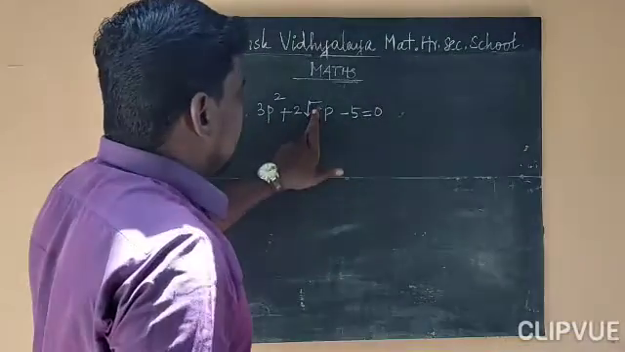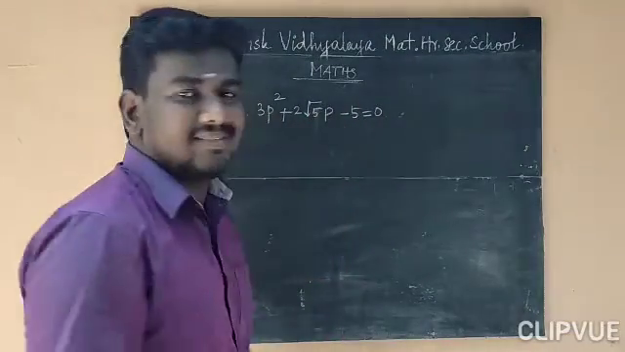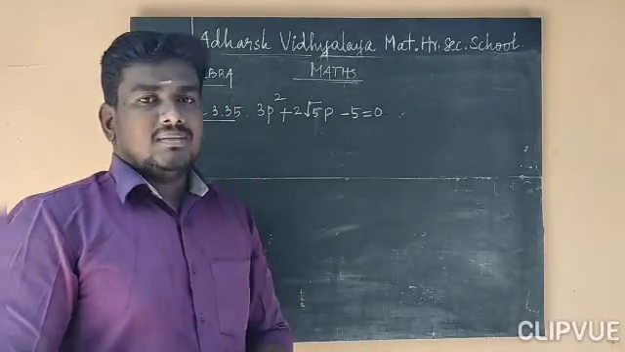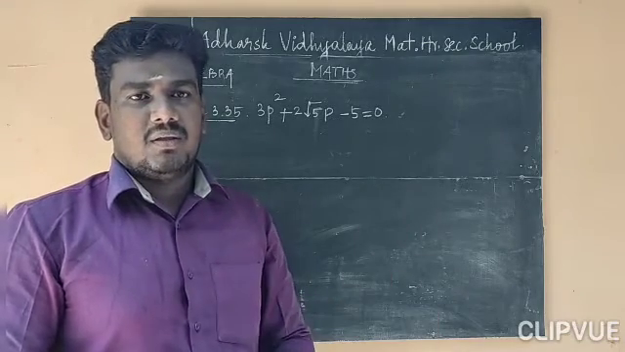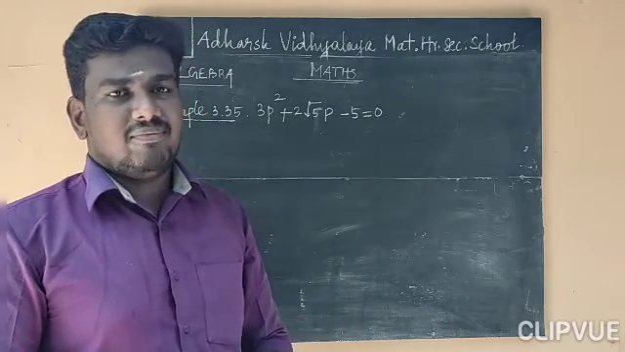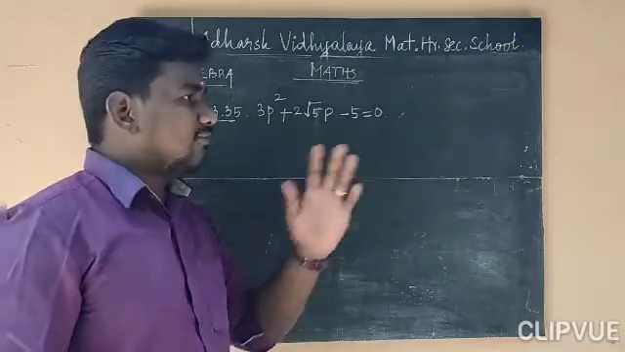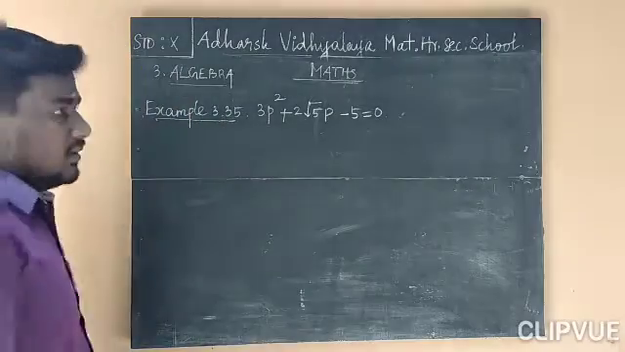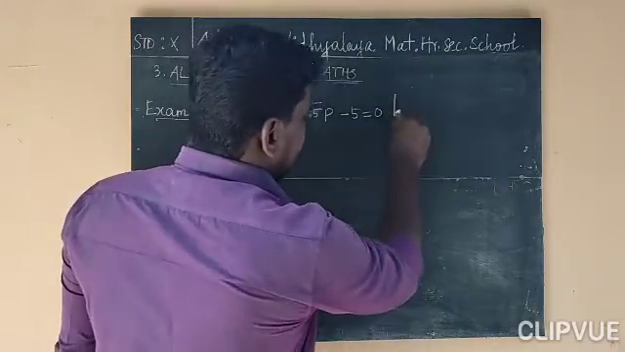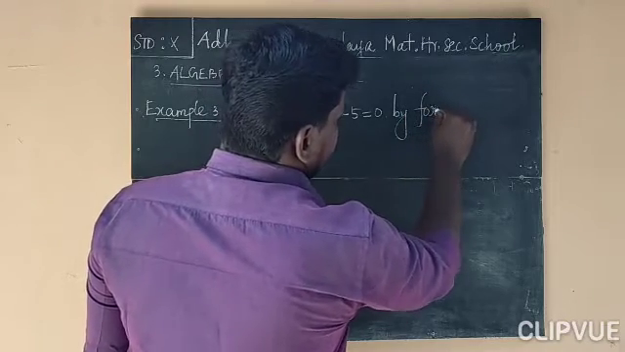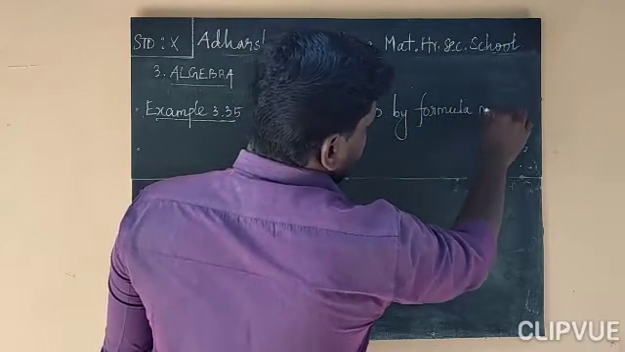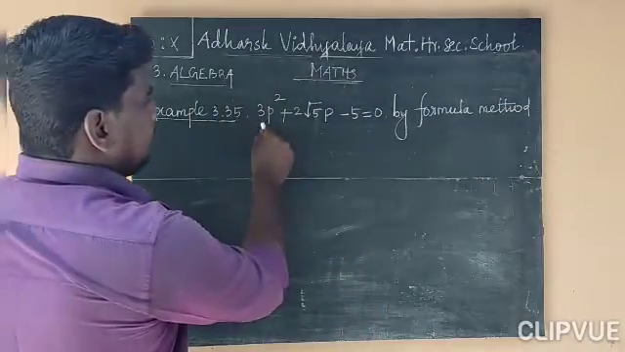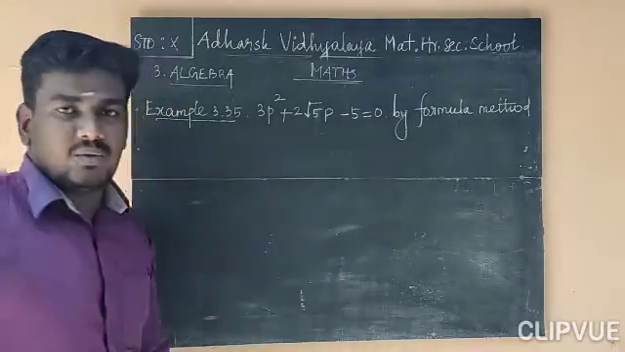Okay, exercise 3.11, it means the 11th exercise in the 3rd chapter we have completed. So now I am going to teach you some more example problems related to solving quadratic equations by the formula method. Definitely it will be helpful for you. So listen carefully. The first question, example 3.35. The question is 3p square plus 2 root 5p minus 5 is equal to 0.